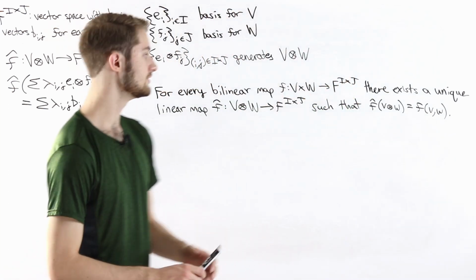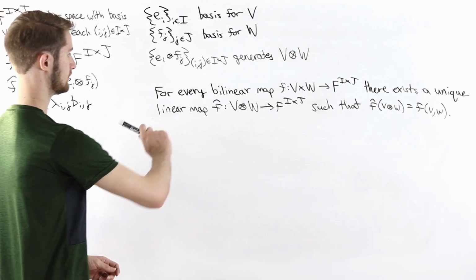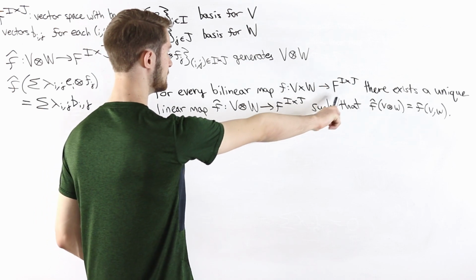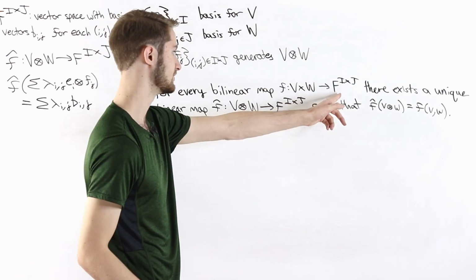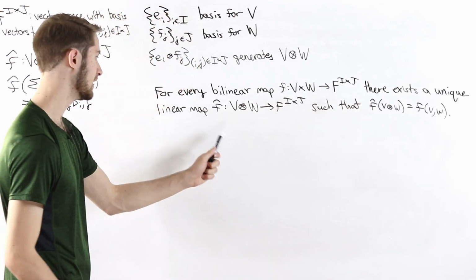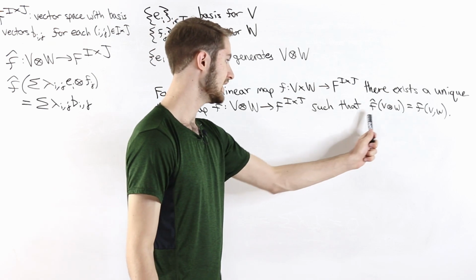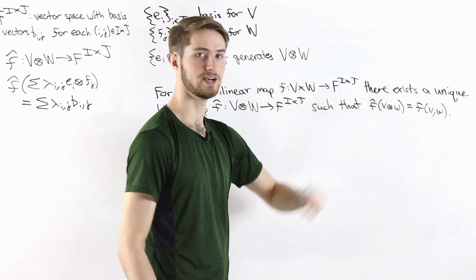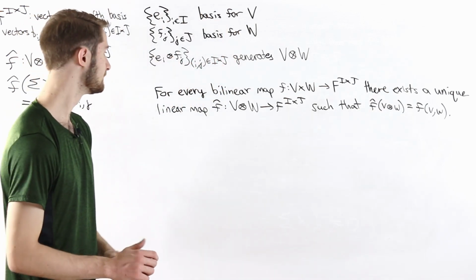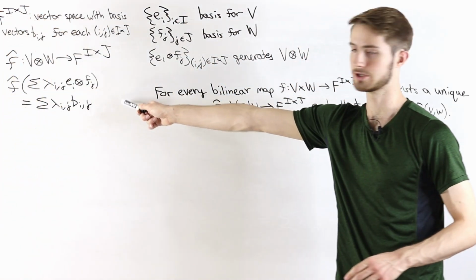So the way that we do that is using the universal property of the tensor product, which I've written right here. For every bilinear map from V cross W to some vector space, in this case we're interested in the new one we defined earlier, there exists a unique linear map f hat from the tensor product into that vector space such that f hat of v tensor w equals f of (v, w). Now, at the end of the day, we want f hat to be this function over here.